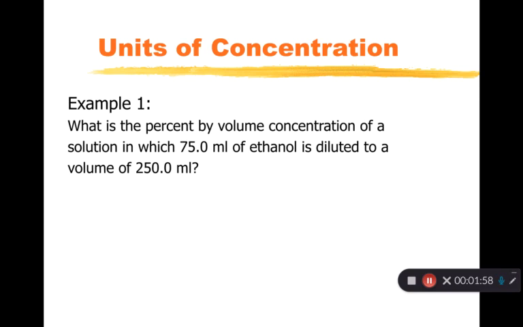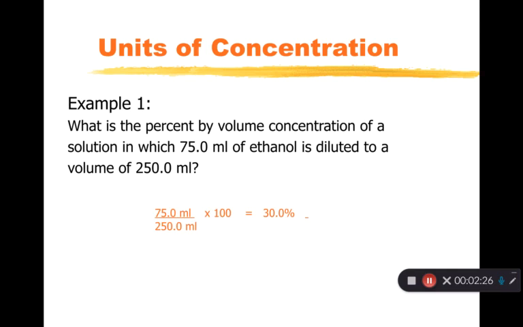So in example 1, what is the percent by volume concentration of a solution that is 75 milliliters of ethanol, and it is then diluted, meaning they're adding water, to 250 mils. So it started off with 75 mils of ethanol, which is drinking alcohol, and they added water to bring it up to a total volume of 250 mils.